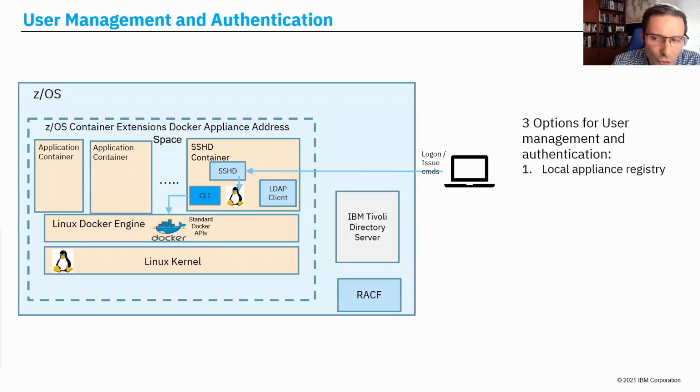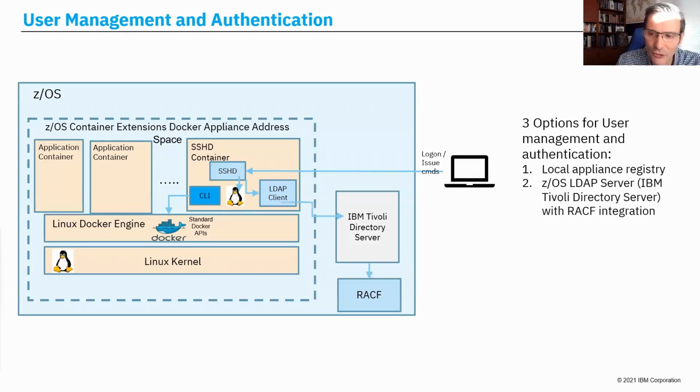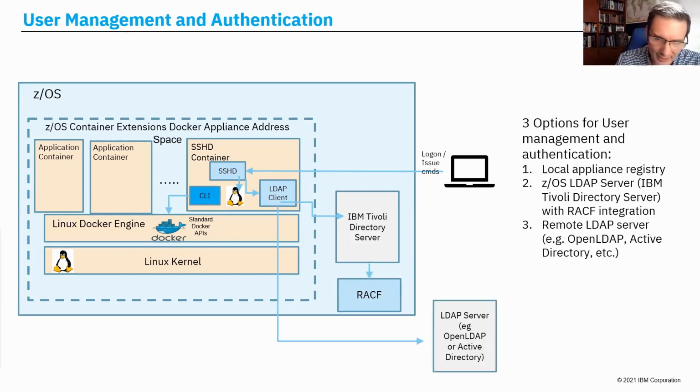Last but not least, let's talk about user management. User management in zCX. How do we authenticate requests coming into a zCX instance? There's 3 techniques. There's local appliance registry. There's using z/OS LDAP server with RACF integration, which means that you could use, for example, RACF credentials when you're coming into a zCX instance as the authentication mechanism. And finally, if you have an enterprise like Open LDAP solution, you can actually have the user authenticated through like Open LDAP or Active Directory.